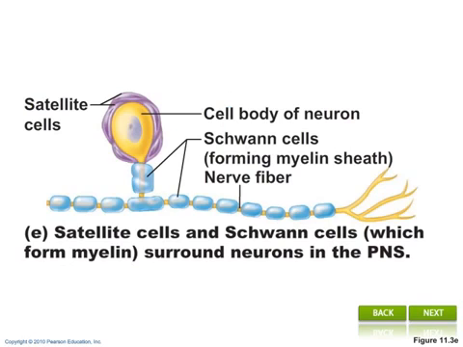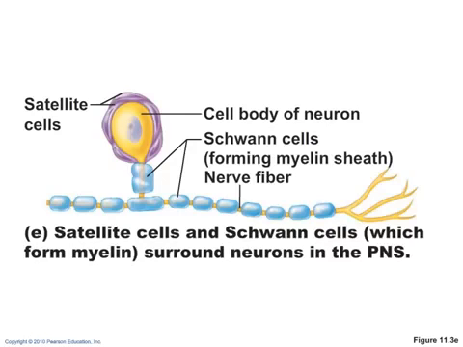In the peripheral nervous system, the situation's a little more simple. You have satellite cells which control the chemical environment around the neuron cell body, and so they're providing nutrition and controlling the environment that cell is experiencing. And then the Schwann cells are providing the same function in the peripheral nervous system as the function of oligodendrocytes in the central nervous system, which we just saw.